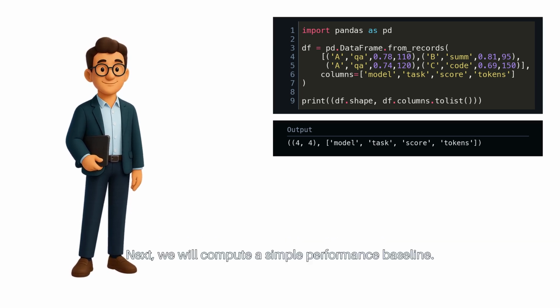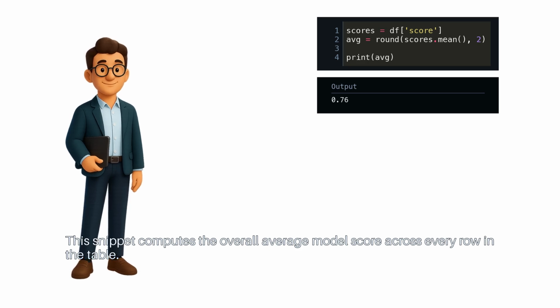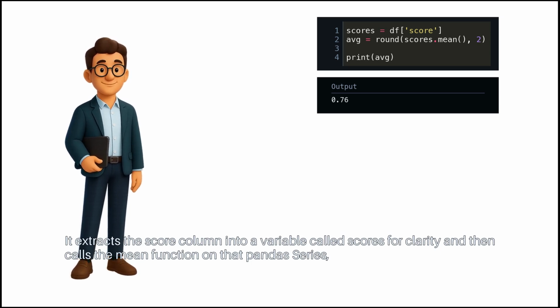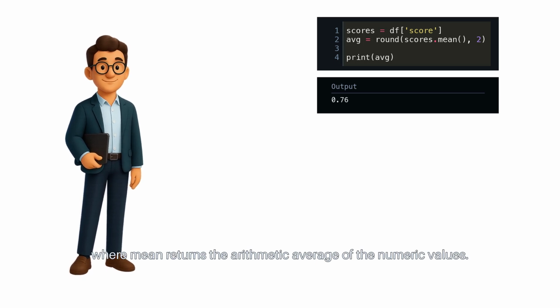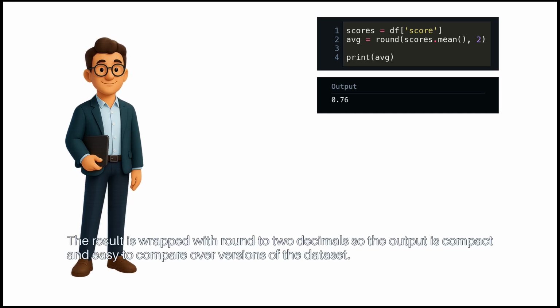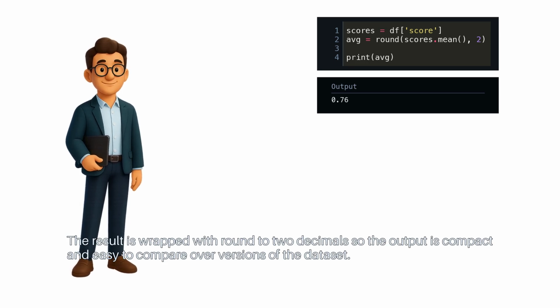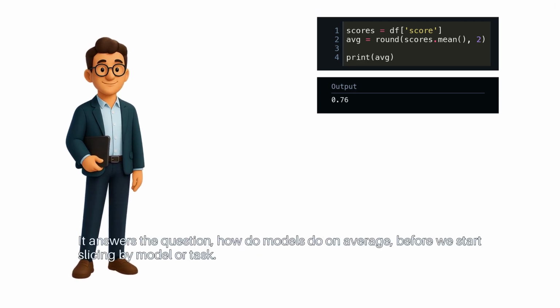Next, we will compute a simple performance baseline. This snippet computes the overall average score across every row in the table. It extracts the score column into a variable called scores for clarity, and then calls the mean function on that pandas Series, where mean returns the arithmetic average of the numeric values. The result is wrapped with round to 2 decimals, so the output is compact and easy to compare over versions of the dataset. That single printed number is a baseline. It answers the question, how do models do on average, before we start slicing by model or task.